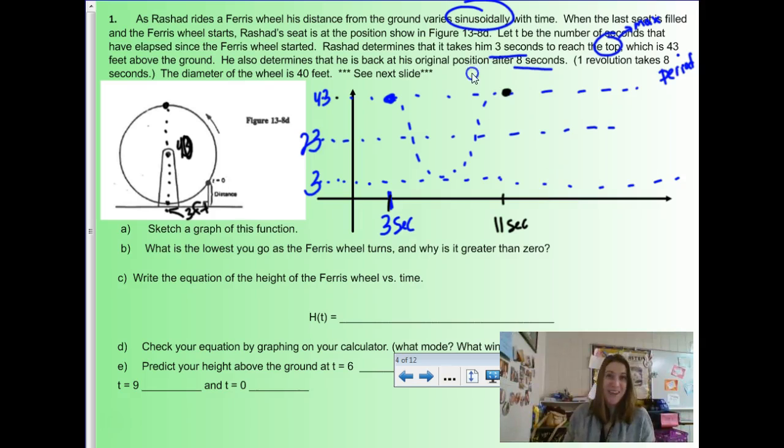Oh man, I realized I lied to you. I told you this was going to be a sinusoidal graph. What we're actually going to do, instead of calling it a sinusoidal graph, because look at the shape here, it starts at the maximum. So what if we said this is like a cosine graph that's been shifted? That would make more sense for us.